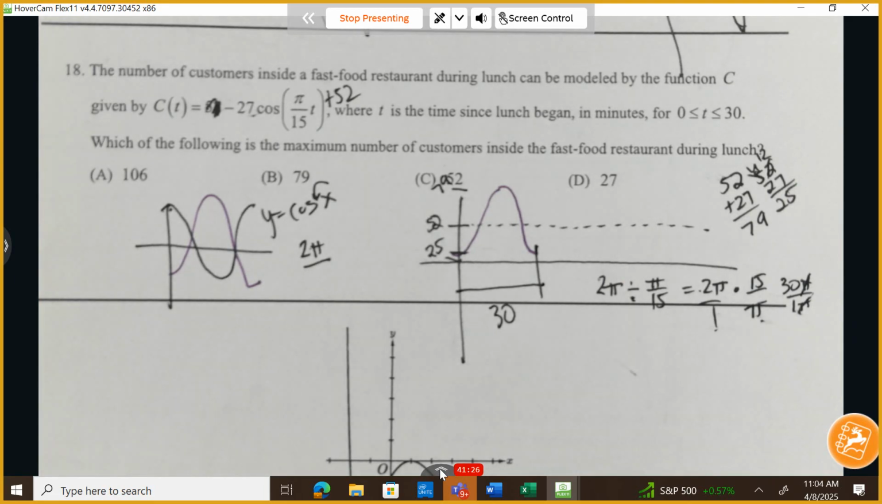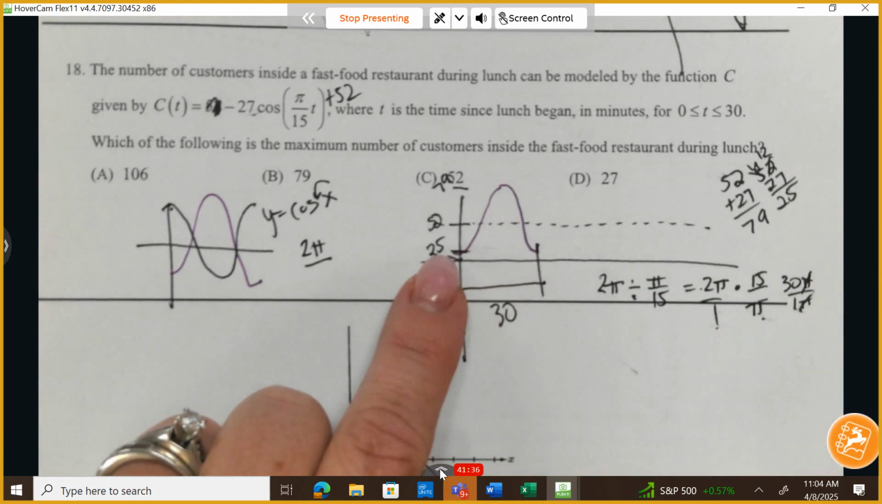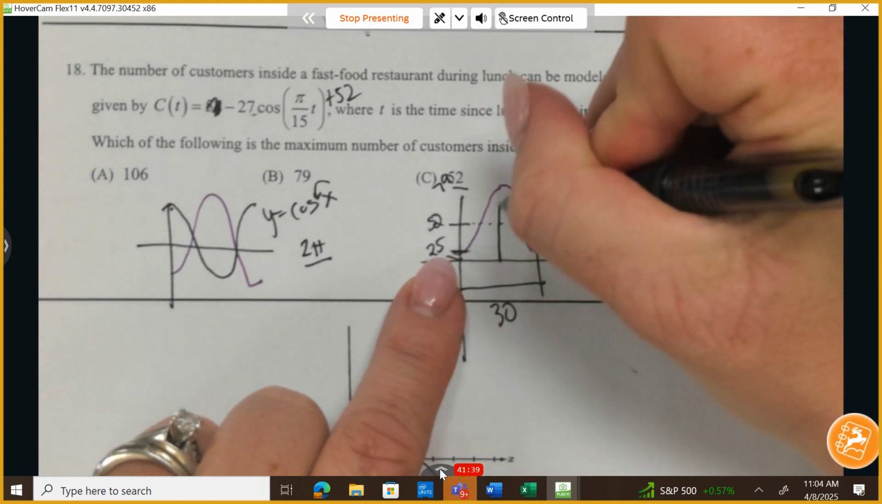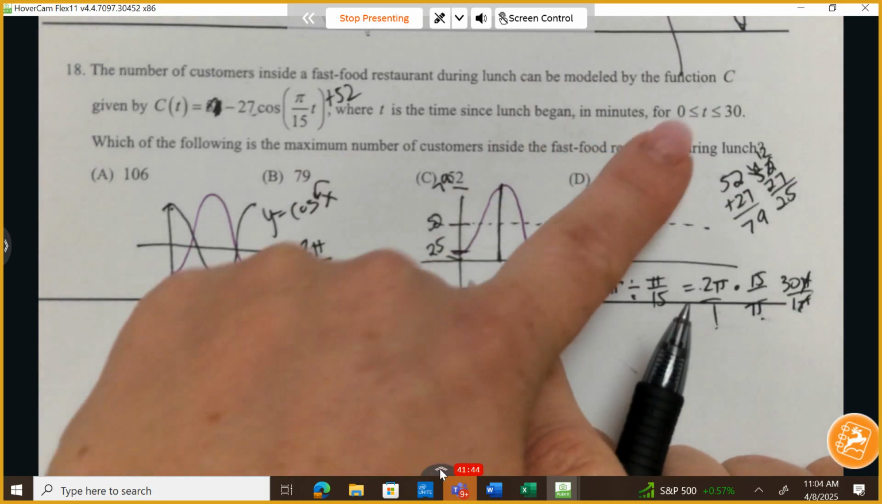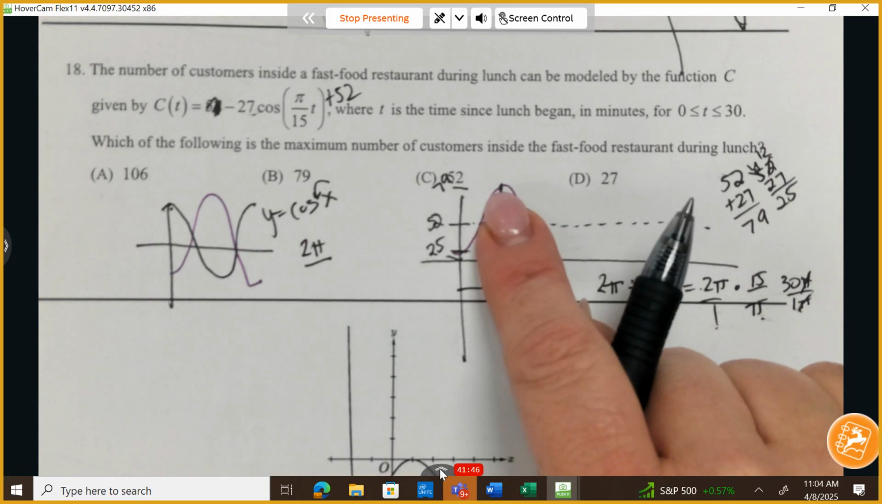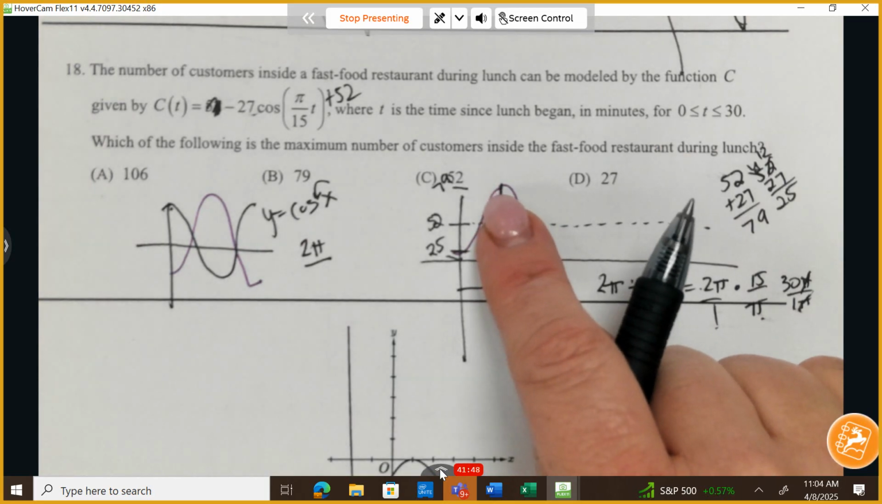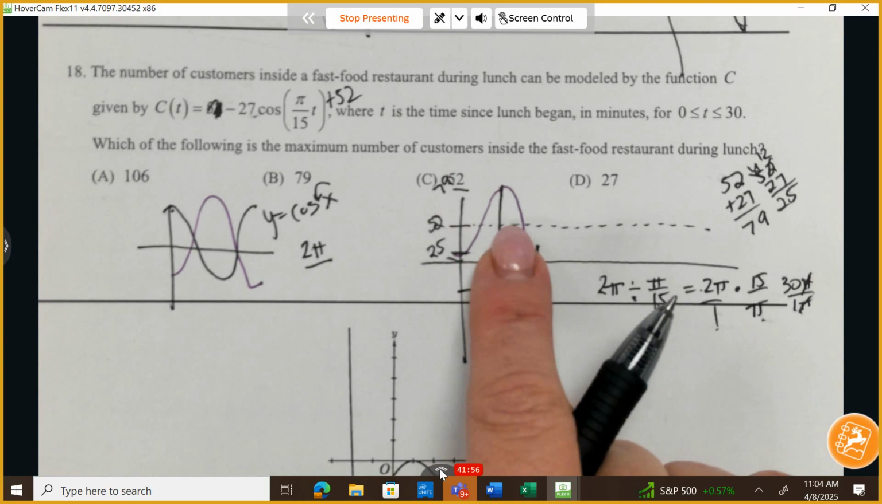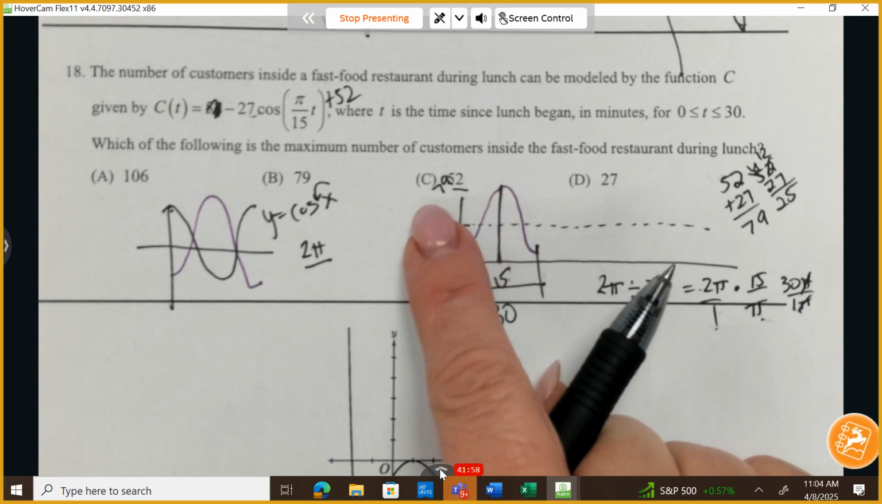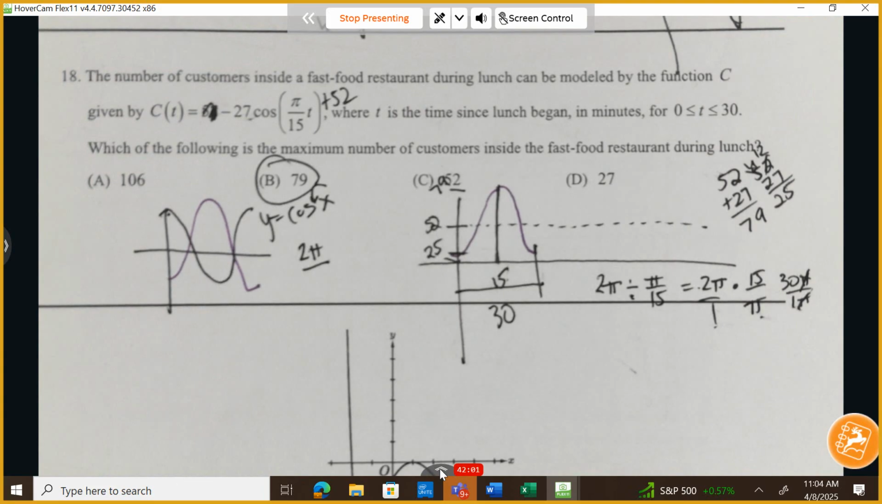Now let's go back to what this is even talking about. This says, for which of the following is the maximum number of customers inside the restaurant? So if this represents the number of customers in the restaurant, I could see that right here, right at 15, and t is time. So at 15 minutes, they hit a maximum number of customers. Does everybody see that? Are you guys listening over there? Or are you just talking? Okay. What is the maximum number of customers? We're going to take this 52 and add to that. It should go all the way up to 79. And by the way, that happens 15 minutes in.